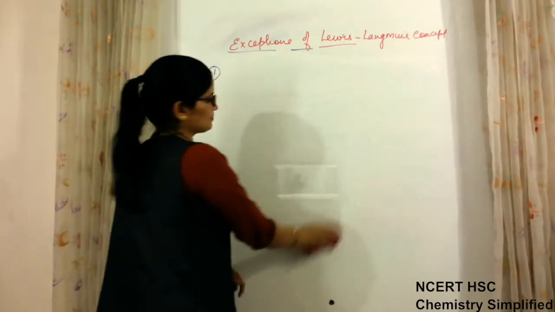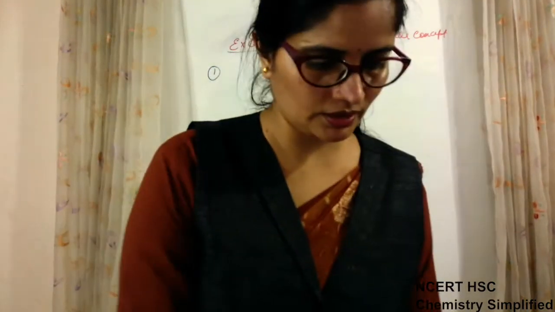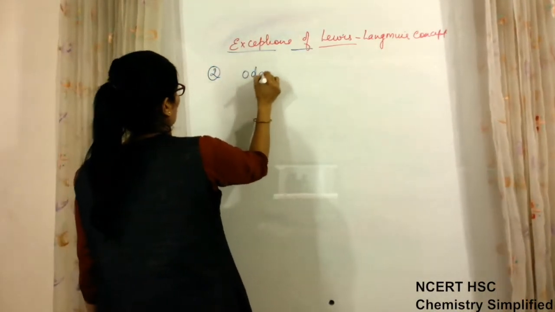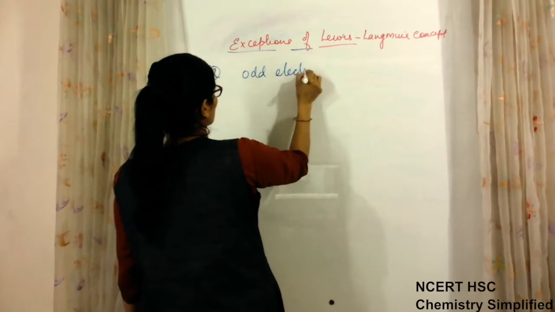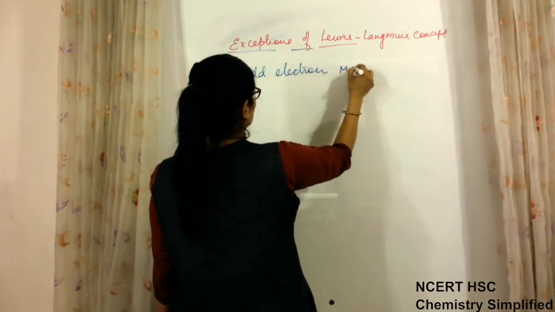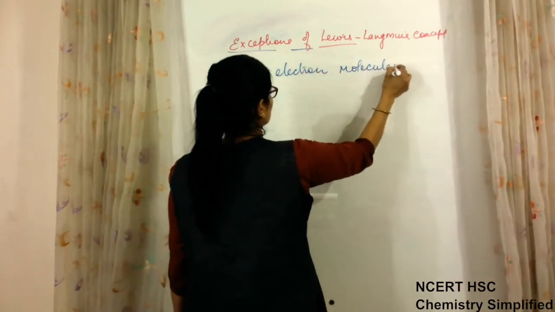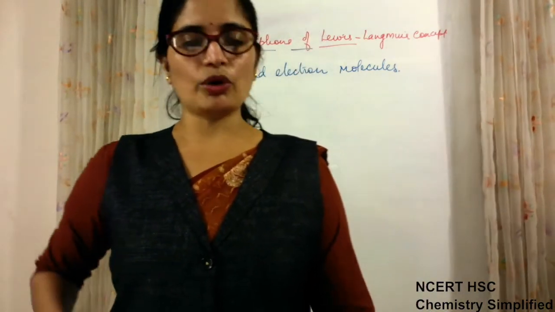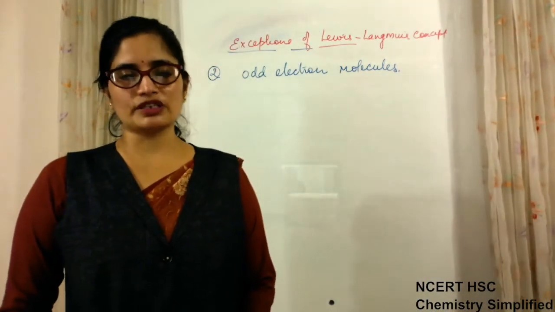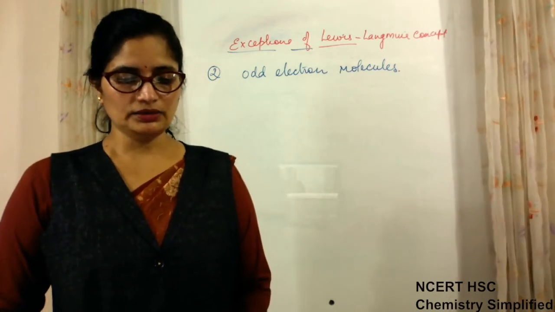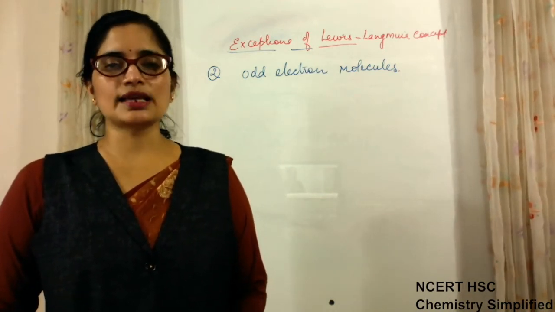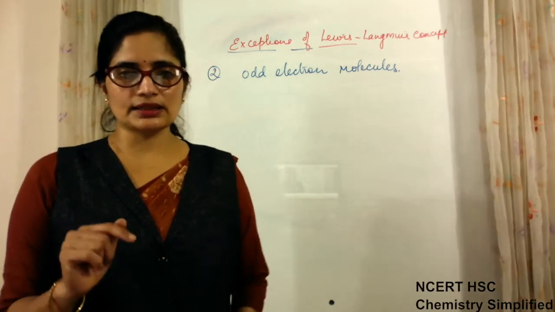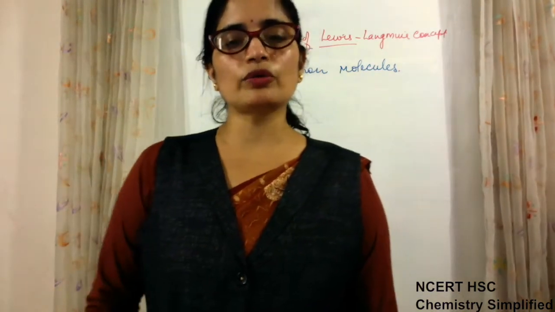Second type of exceptions were odd electron molecules. There were certain molecules studied with the help of spectroscopy technique in which the central atom was having octet incomplete, as well as the number of electrons present on it was odd.